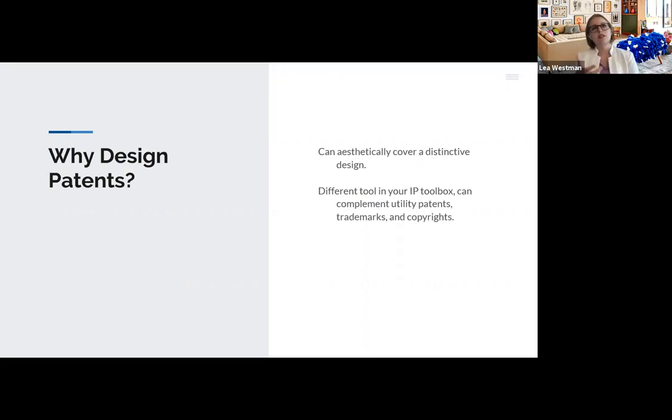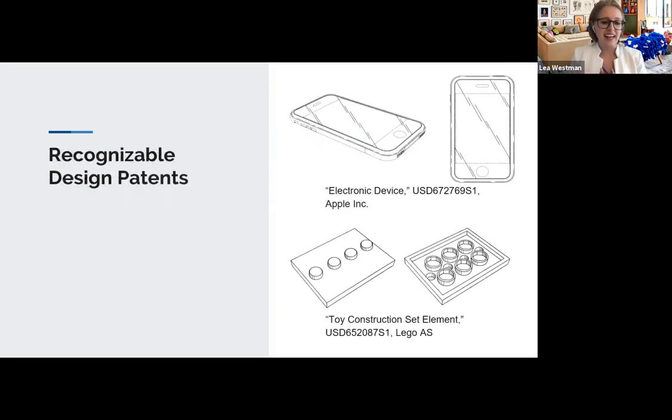And because it's covering something that's aesthetic, that's a design, it's slightly different than a trademark, slightly different than a utility patent, but it does fill a space to help protect and add value to your client's business nonetheless. So if you could go to the next slide. The easiest way to convey this is some designs we all recognize, right?